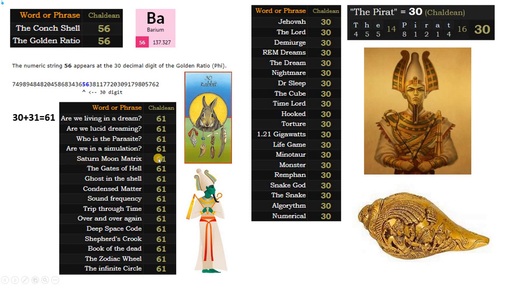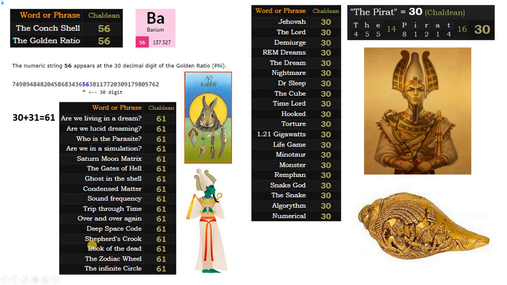Then Saturn Moon Matrix. It always goes back to the Saturn Moon Matrix. The gates of hell, ghost in the shell, condensed matter, sound frequency. This matrix is based on sound. Trip through time. This is reference to time travel and us being stuck in time, over and over again. This is a link to reincarnation. Deep space code, shepherd's crook.